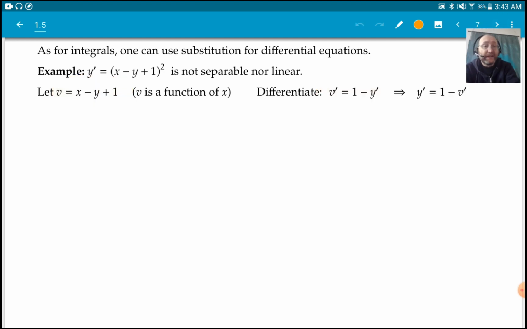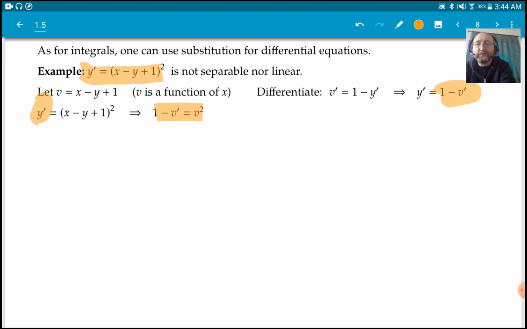Okay, so that means that I can solve for y prime in particular. So I know what y prime is, and I know what this thing is, so I can just plug in. So this equation over here becomes this. I substitute for y prime, 1 minus v prime, and for this x minus y plus 1 squared, well, this is just v squared. So I get 1 minus v prime is equal to v squared.